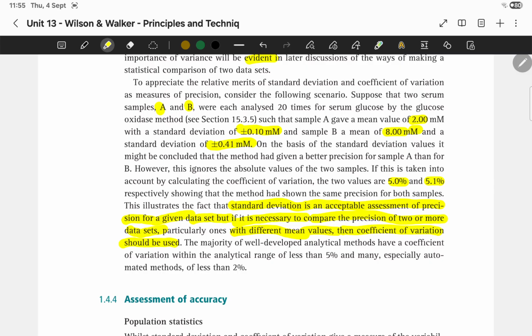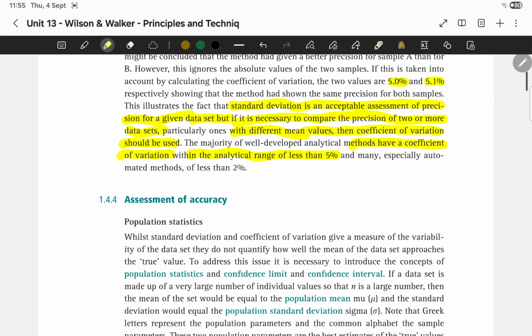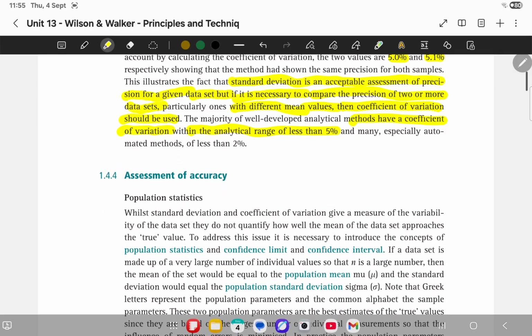The majority of well-developed analytical methods should have a coefficient of variance within the analytical range of less than 5%, and many, especially automated methods, of less than 2%.